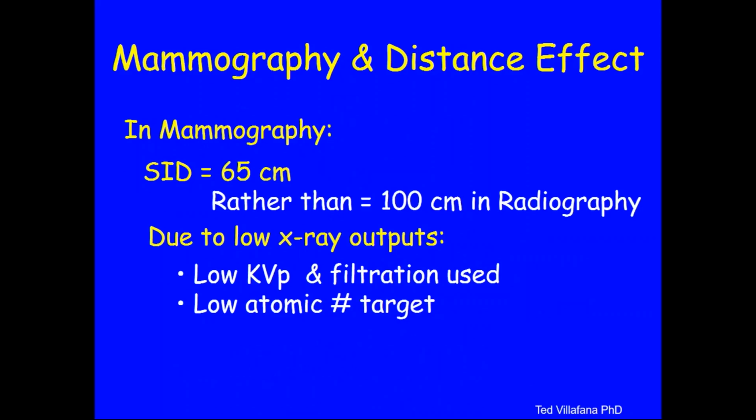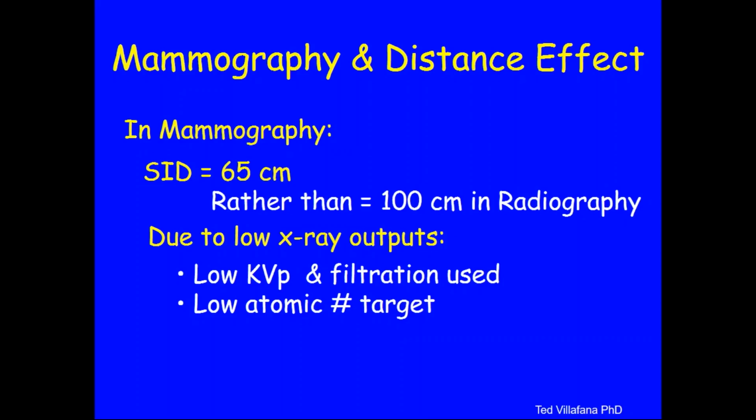In mammography, we operate at 65 centimeters. That's pretty much the universal SID, source image distance, for mammography. The universal SID is 100 centimeters in regular radiography, both film and digital. And one of the questions that's often asked on the boards is, how come we do 100? 100 is optimal for radiography, but 65 is used for mammography. How come? And so what?